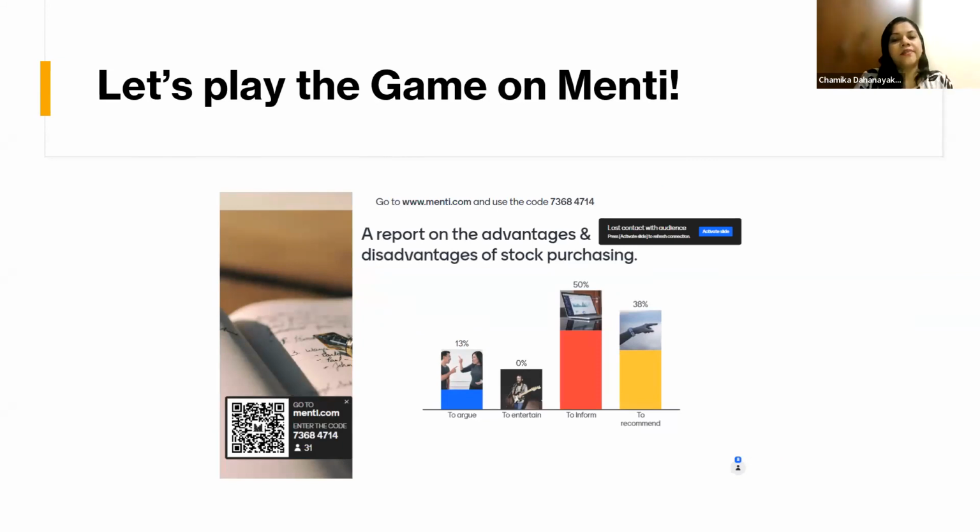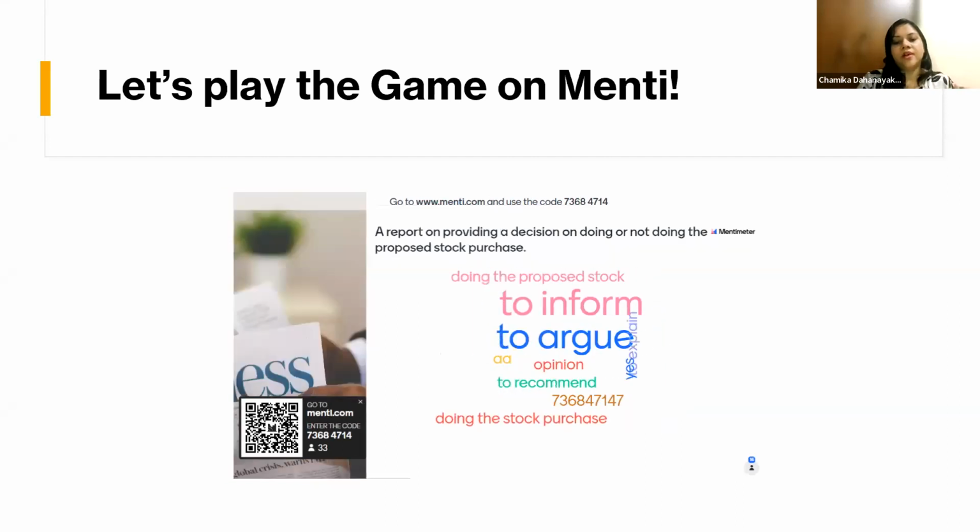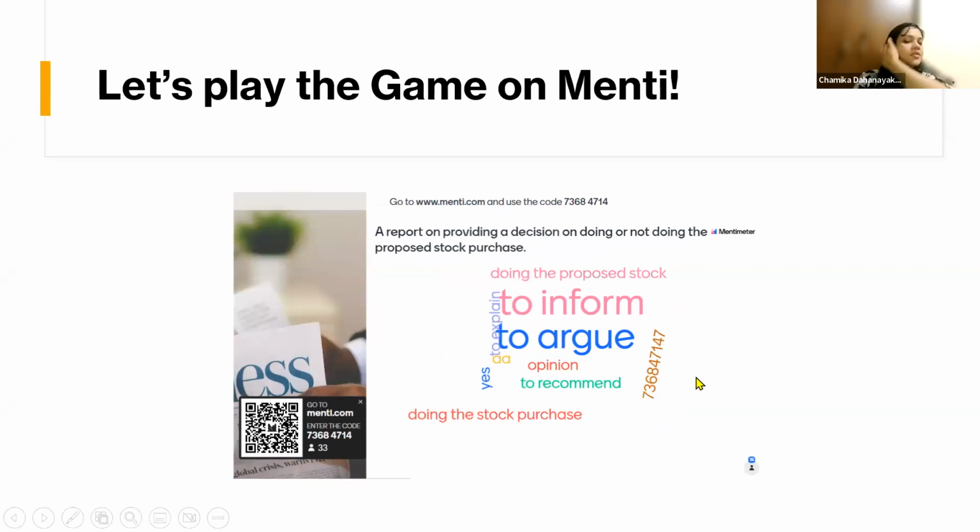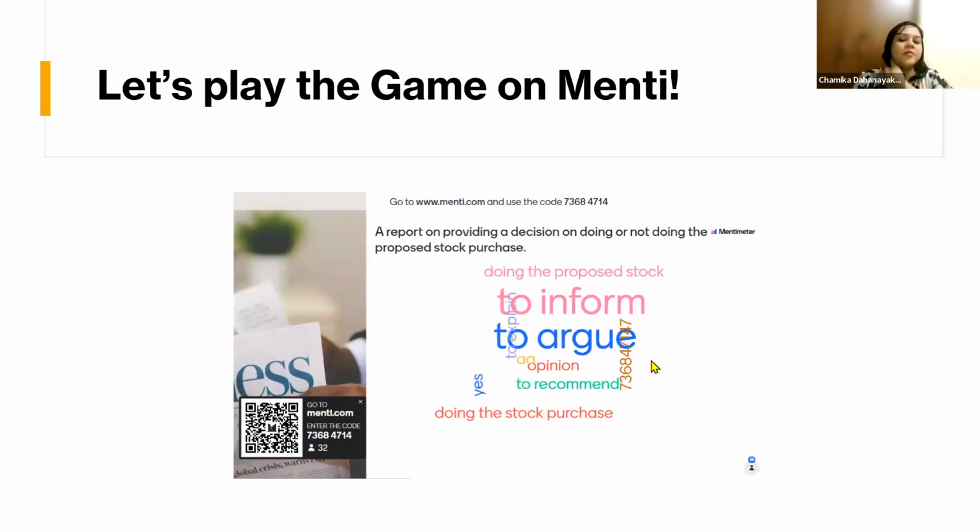Yeah, the second one requires a word. So out of the four words, which word will you put? To argue, to entertain, to inform, to recommend, right? What is the purpose? The second question requires you to type a word. So the word should be one of the purposes. So give the word, okay? To argue, to entertain, to inform. Okay, wow. I can see the second slide also. Some of you have put in the code here.